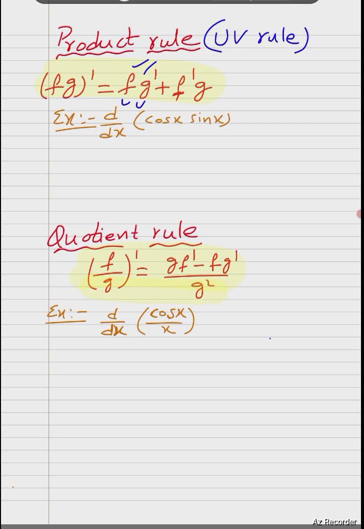Now suppose cos x sin x. I assume cos x as u and sin x as v. Now what is d by dx of uv? What is the formula? Keep the first function as it is and take the derivative of the next one, v dash, plus keep the second one as it is, v, and find the derivative of the first one, u dash.